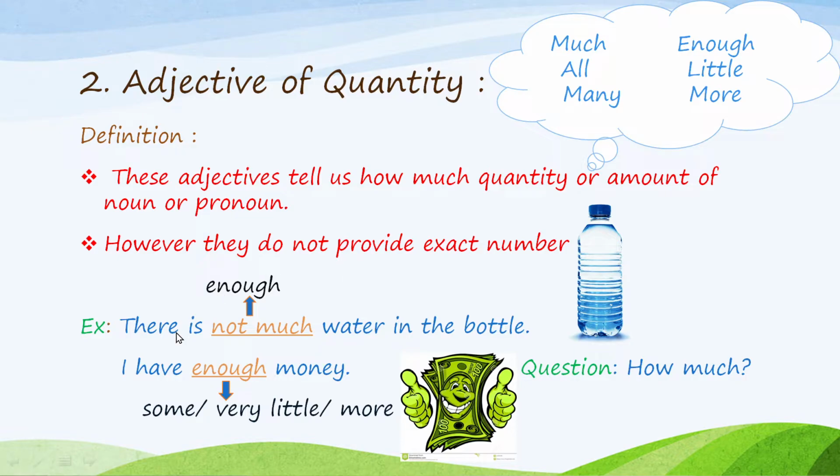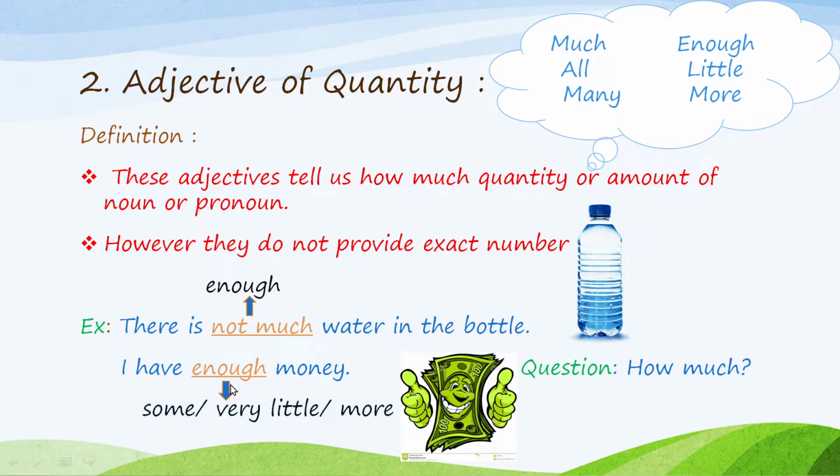For example, there is not much water in the bottle. With this word not much, this is the adjective used here. This will not give us a clear picture of the amount of water present in the bottle. It may be 1 ounce, 2 ounce, half liter, whatever it could be. But it won't give a clear picture about the amount of water in the bottle. Or we may say there is enough water in the bottle. Again, you won't get the clear picture of amount of water in the bottle.